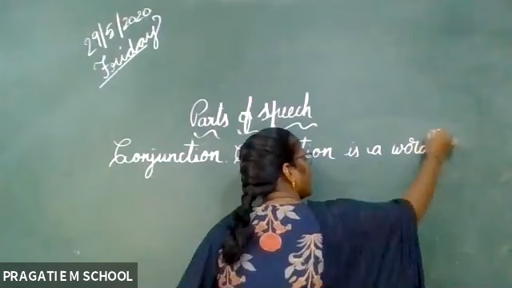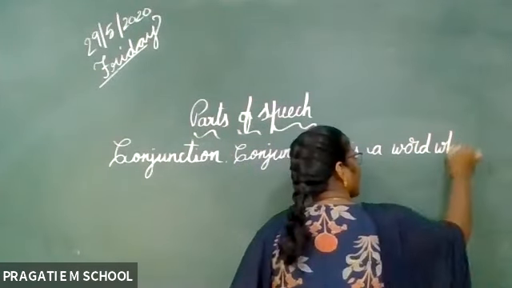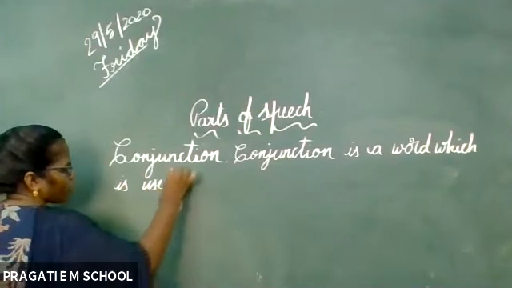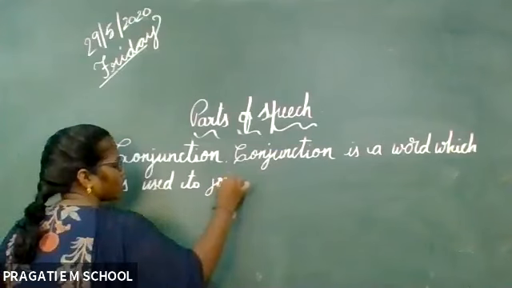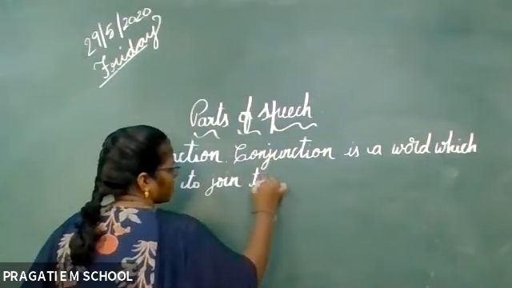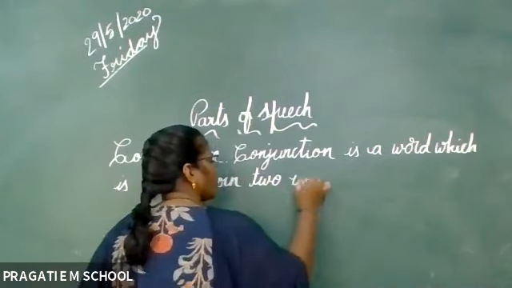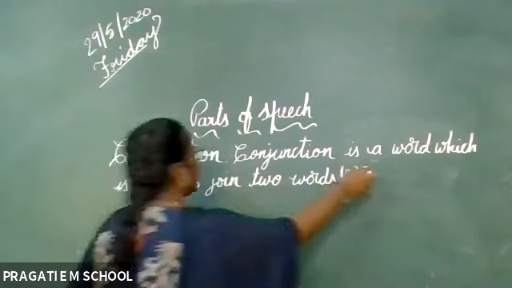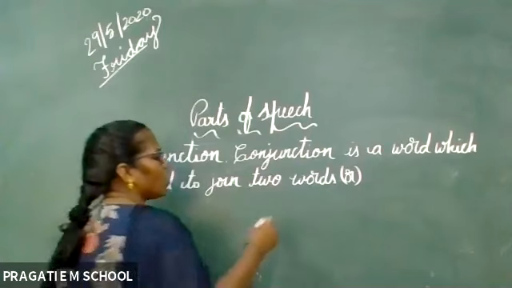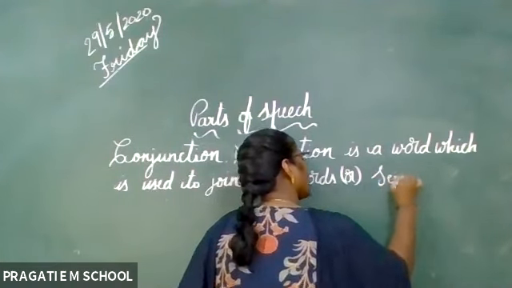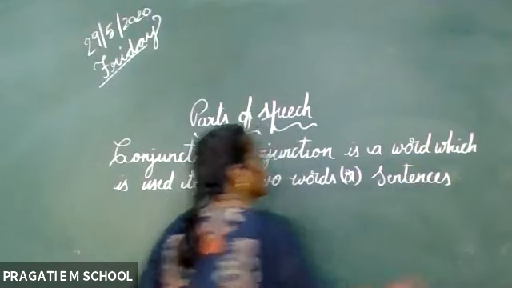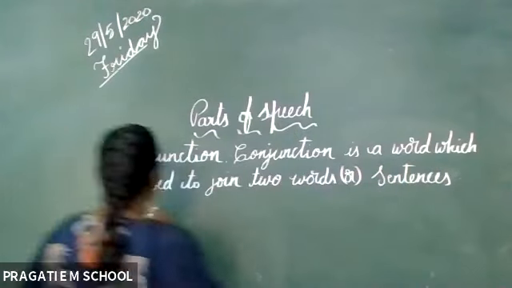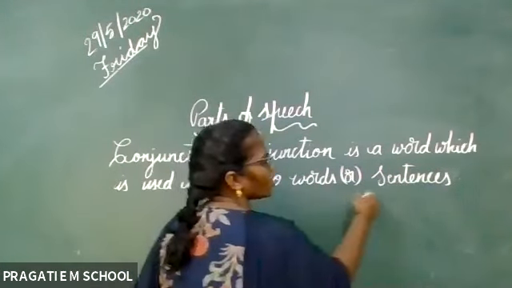Conjunction is a word which is used to join two words or two sentences. Write down the definition. Conjunction is a word which is used to join two words or sentences.